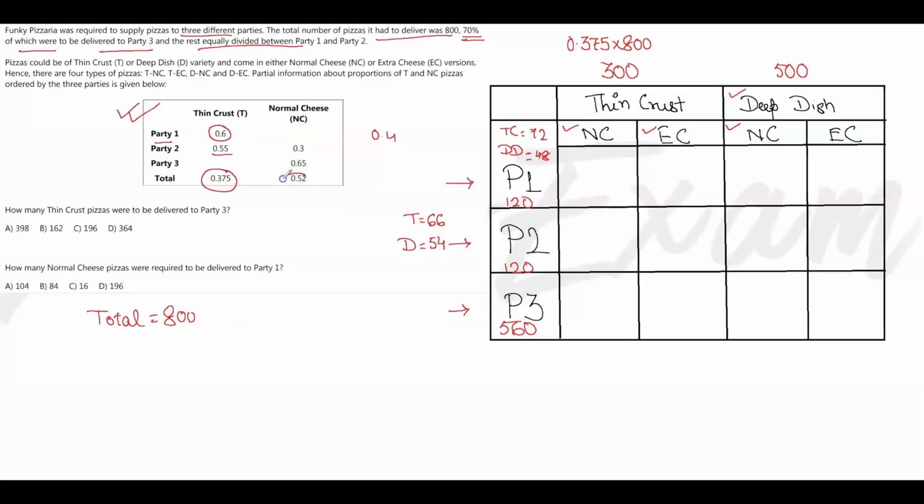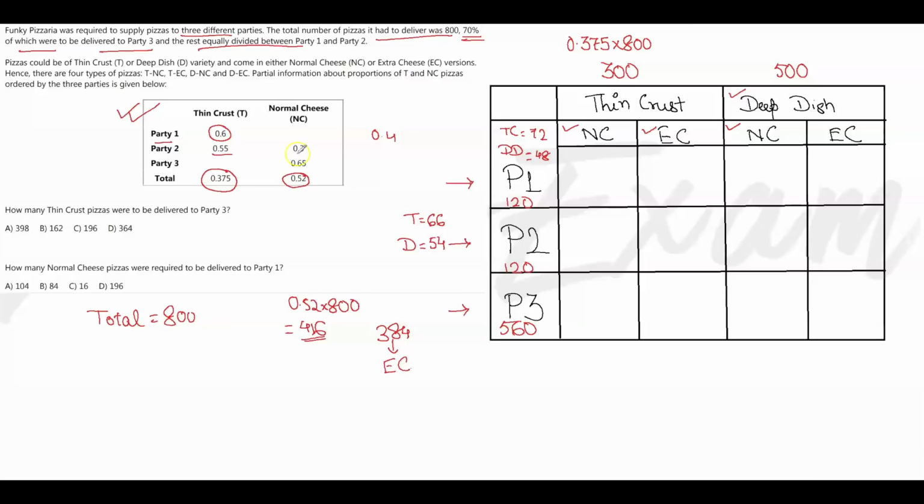Now, we also have been given that the total number of normal cheese pizzas were equal to 0.52. That is 0.52 into 800 would be the total number of normal cheese pizzas. So that means a total of 416 pizzas were of normal cheese category, and the remaining 384 pizzas were of extra cheese category. These are the information that I could figure out up till now.